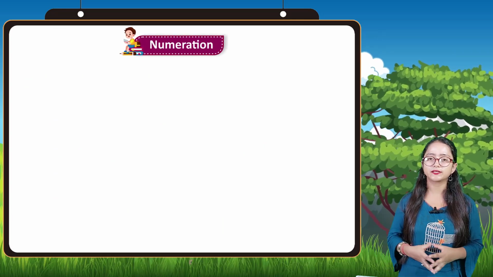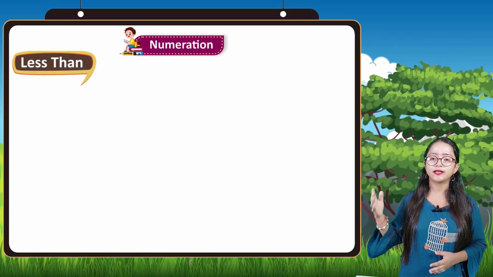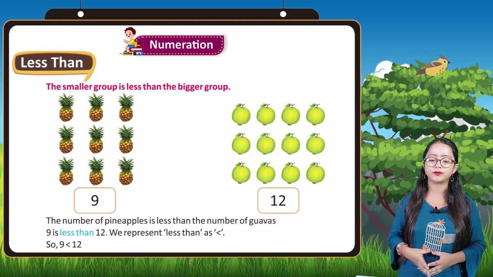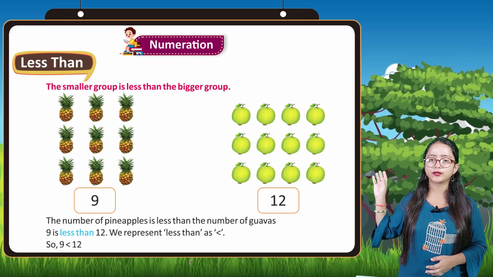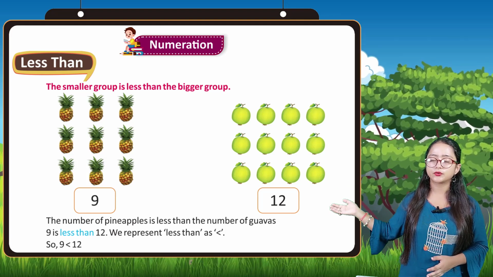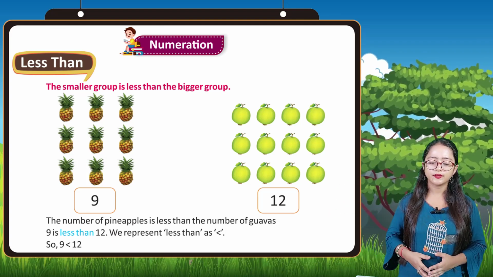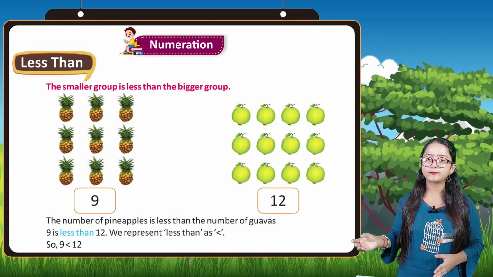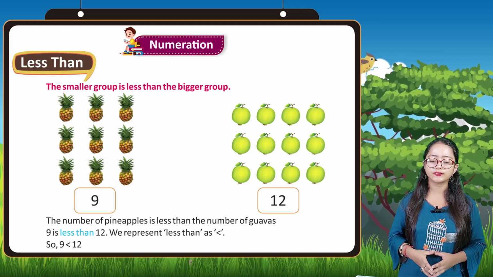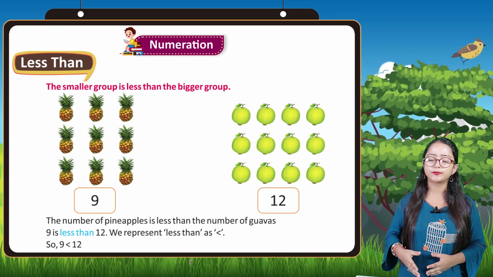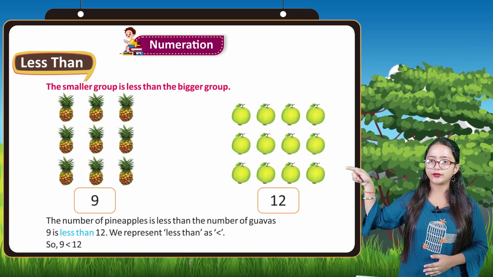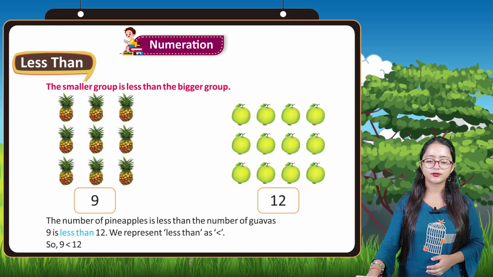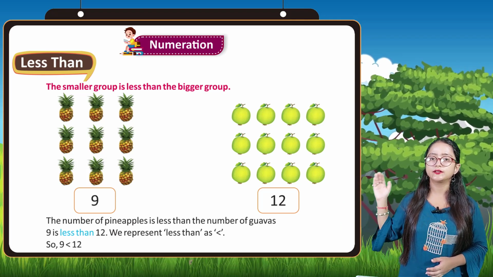Now turn the page and the next topic is numeration less than. The smaller group is less than the bigger group. So here you can see there are total 9 pineapples and there are total 12 guavas. So here 9 is less than 12. The number of pineapples is less than the number of guavas. 9 is less than 12. We represent less than as the sign over there which is given. So that means 9 is less than 12.